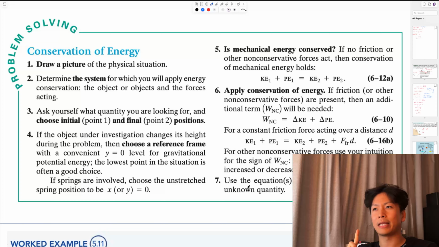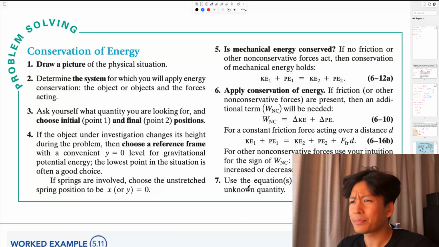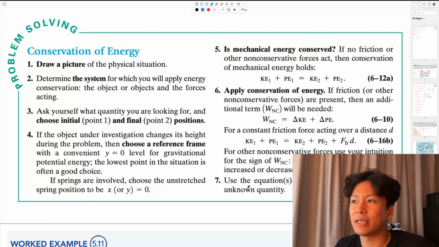Are you looking at the initial point? Are you looking at the final point? Or are you looking at some points in between? Choose your initial and final points and then go from there. If the object under investigation changes its height during the problem, then choose a reference frame. It's important to choose where your 0 point is and stick to that. Normally it's convenient to have y equals 0 as the ground level.